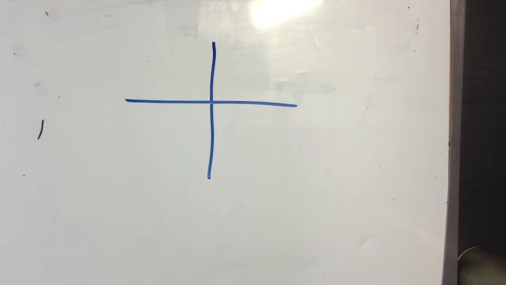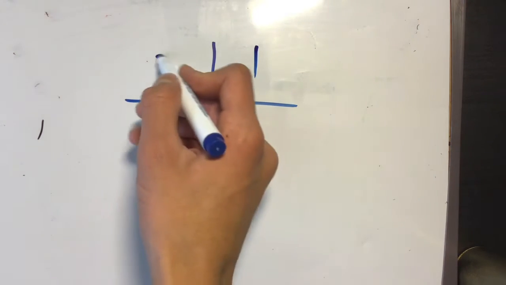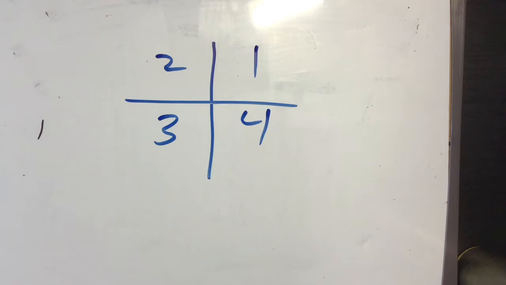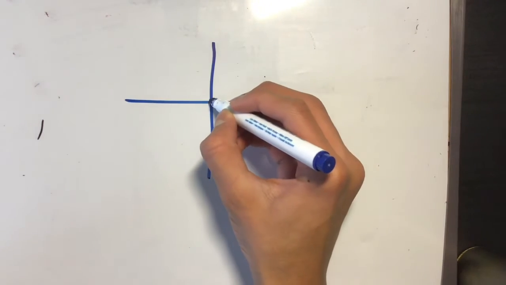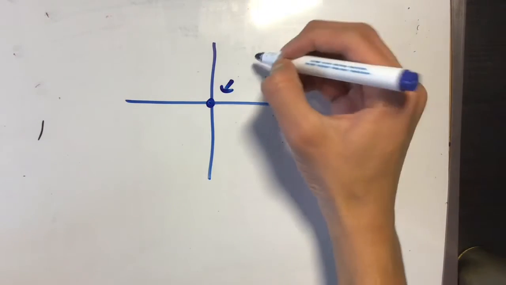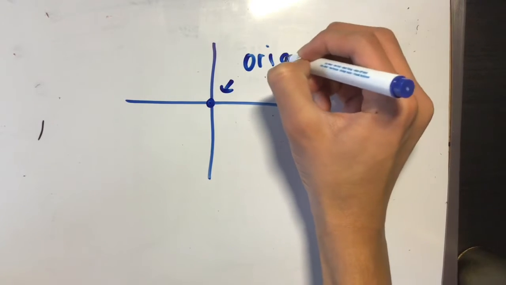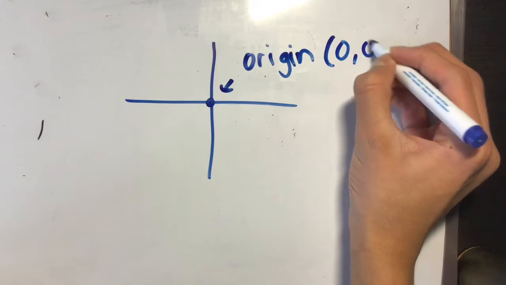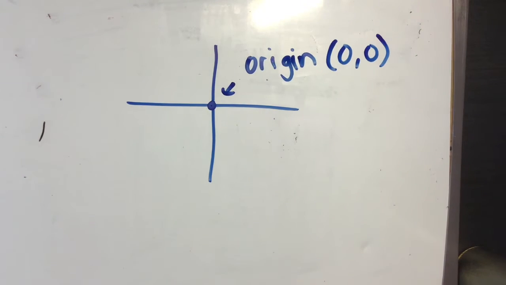A Cartesian grid is made up of 4 quadrants. Quadrant 1, 2, 3, and 4. And there's one other major part of a Cartesian grid we need to know. The center, where both lines overlap, I'm just going to put a dot, is called the origin. And later on, you'll understand what this is. But this represents 0, 0.